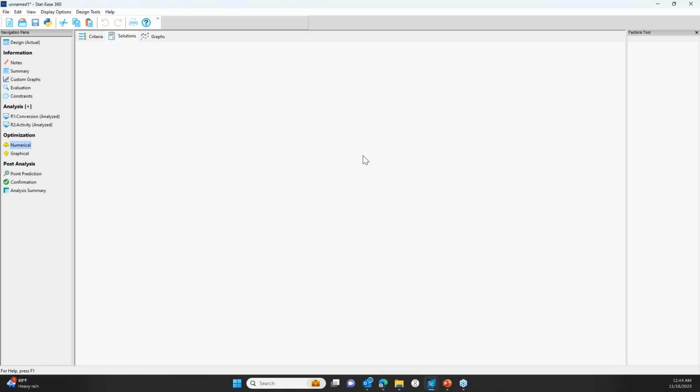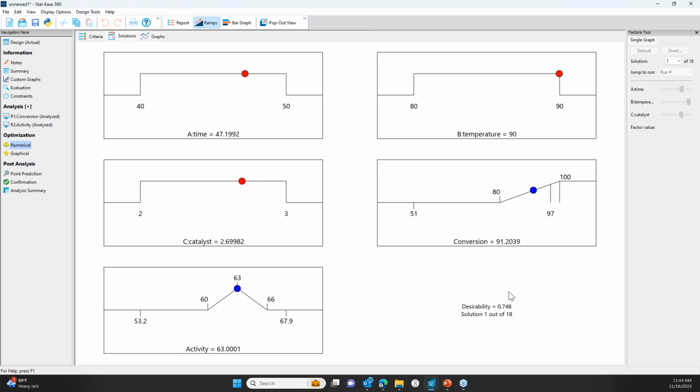Well, we look at solutions, and there it is. So by balancing those two goals that we have, we can see that the ideal condition will be, well, we have a time at 47, the temperature at 90, the catalyst at 2.7. And there it is. We can pretty well nail the 63 on the activity goal, and the conversion will be about 91%. Okay, so we've optimized within the design space for the two properties of interest.